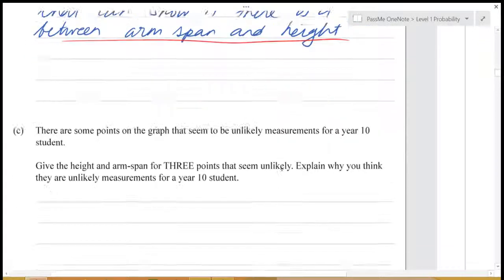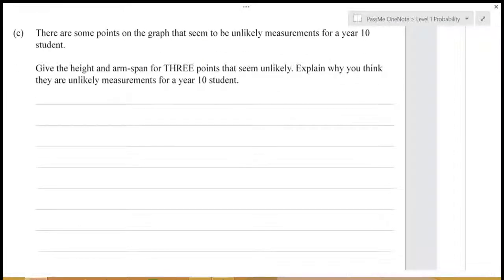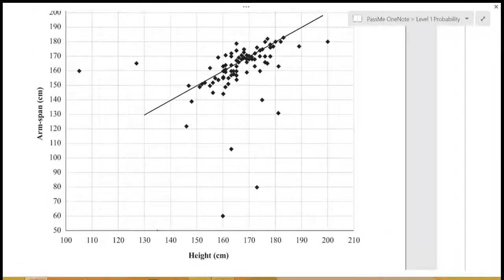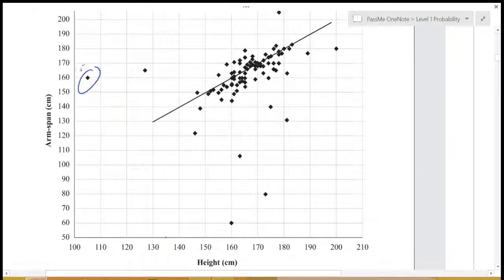Okay, and the next question is saying there are some points in the graph that seem unlikely measurements for a Year 10 student. Give the height and arm span for 3 points that seem unlikely. Well, if we go to our graph, we've got a few points that could be seen as unlikely. We've got these ones here. We've got a few here. These two are unlikely because they're so short. I mean, 105 centimeters, you're talking about possibly the shortest person on the planet.